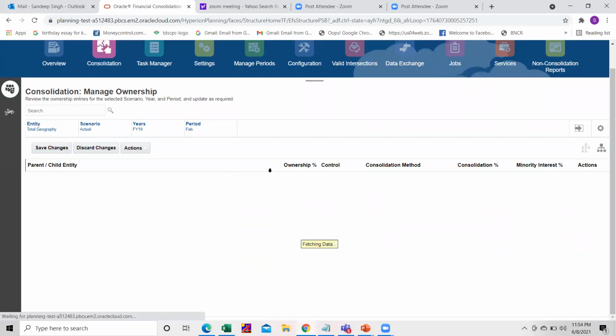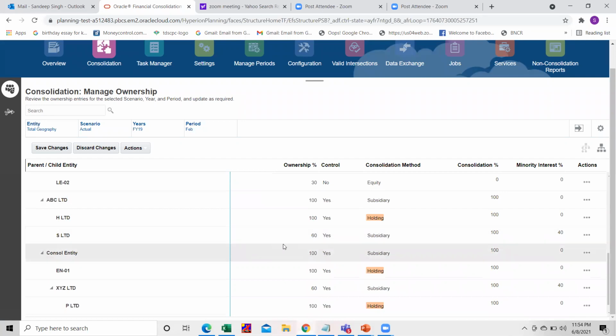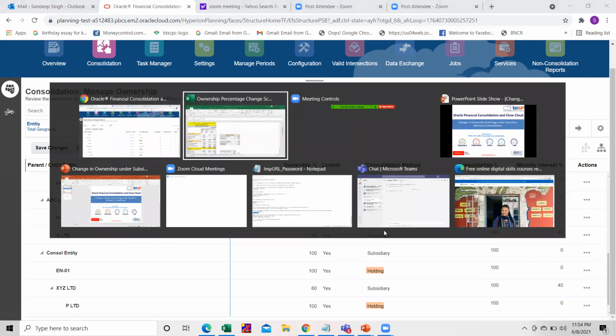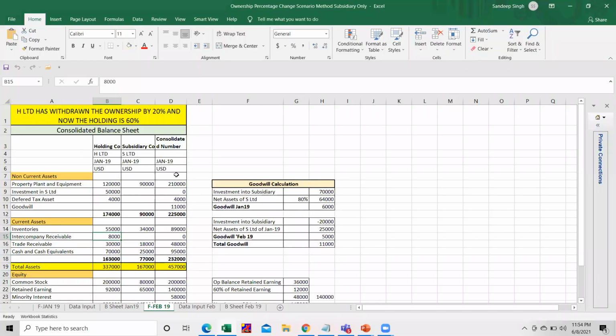So in the month of Feb, you can see that I have assigned the ownership percentage for S Limited as 60%, but the consolidation method remains the same, the subsidiary method of consolidation. So let's check the Excel to see what number we should get from the functional point of view. So the method of consolidation remains the same.